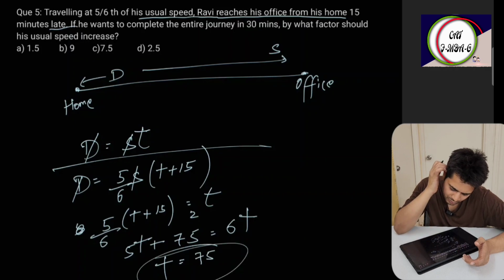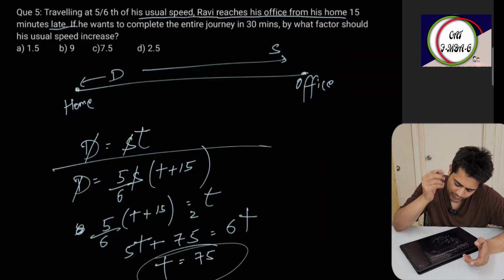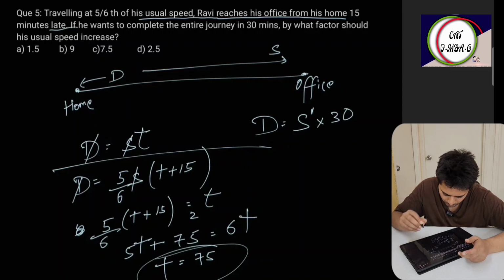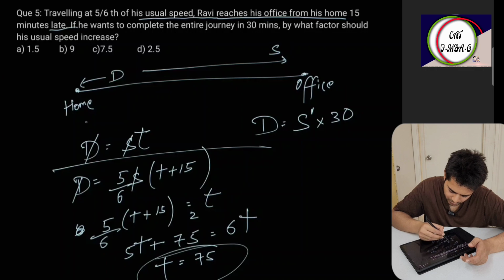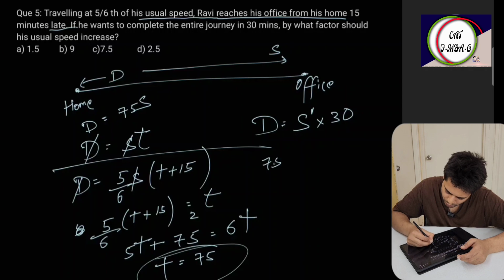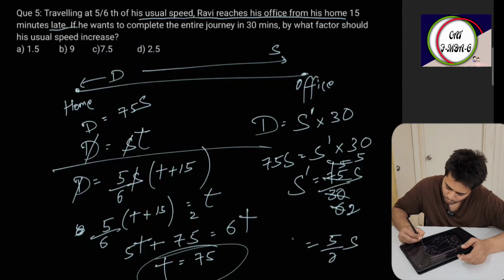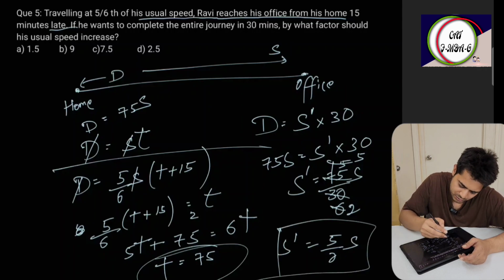If he wants to complete the entire journey in 30 minutes, distance is equal to S dash into 30. And distance is equal to speed into time, so distance is equal to 75S. So 75S is equal to S dash into 30. S dash is equal to 75/30 S, which is equal to 5/2 S.